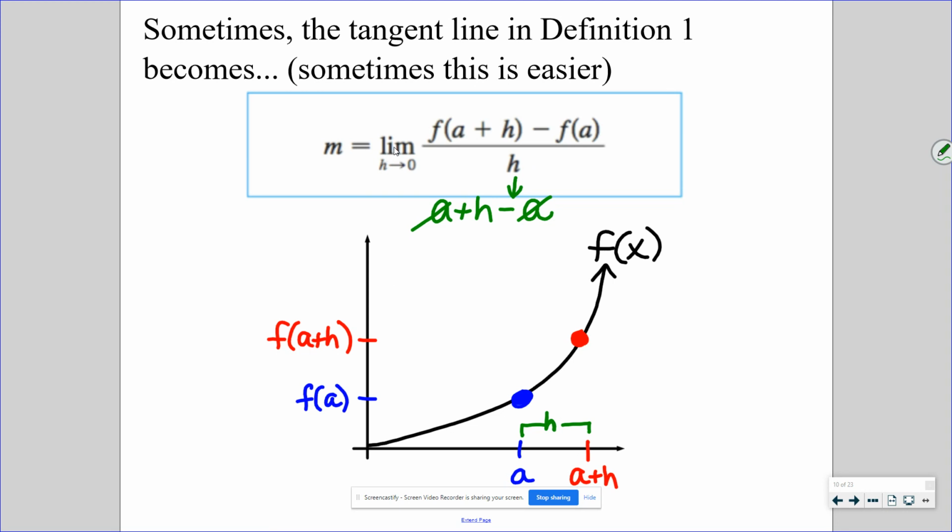The limit is also slightly different because it says let's take the limit as H approaches 0. The limit as H approaches 0 means that the gap between these two points is closing. So really you're just moving this red dot over closer to the blue dot. It means the exact same thing as your previous limit definition.